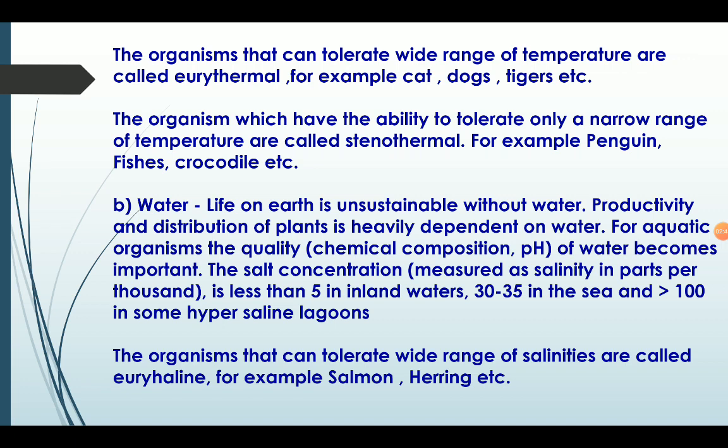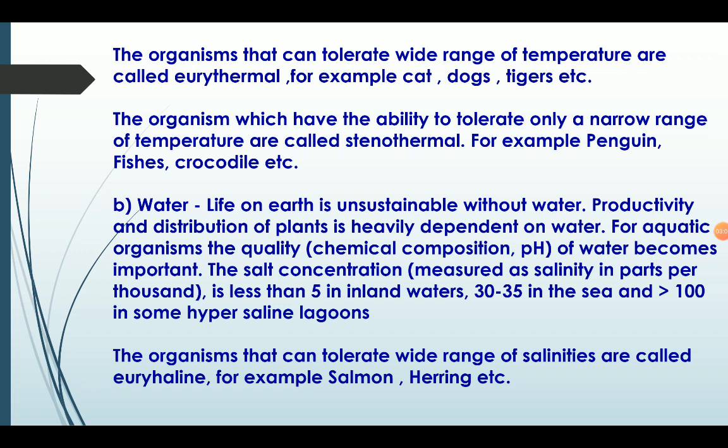The second one is water. Life on earth is unsustainable without water. Productivity and distribution of plants is heavily dependent on water. For aquatic organisms, the quality of water becomes important.